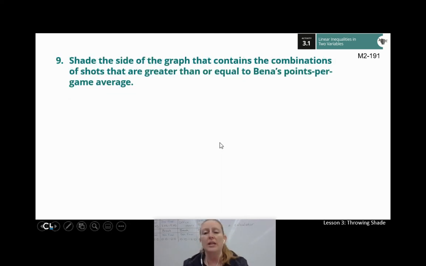So here's what I would like you to do. Can you go back to the graph that we did on the other page? And can you shade the side of the graph that contains all the combinations of the shots that are greater than or equal to Benna's points per game average? Go ahead and hit pause, graph that, shade that side real quick, and then hit play when you're ready to check your work.